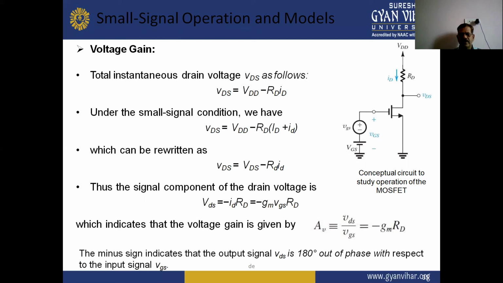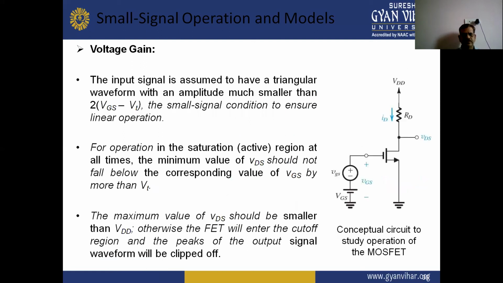So this is the figure of the conceptual circuit to study the operation of the MOSFET. In voltage gain, the input signal is assumed to have a triangular waveform with an amplitude much smaller than 2 into (VGS minus VT). The small signal condition ensures linear operation. For operation in the saturation active region at all times, the minimum value of vDS should not fall below the corresponding value of vGS by more than VT. So the maximum value of vDS should be smaller than VDD. Otherwise, the FET will enter the cutoff region and the peaks of the output signal waveform will be clipped off in that case.